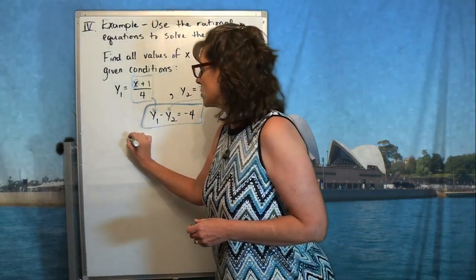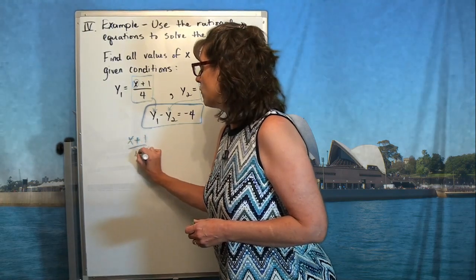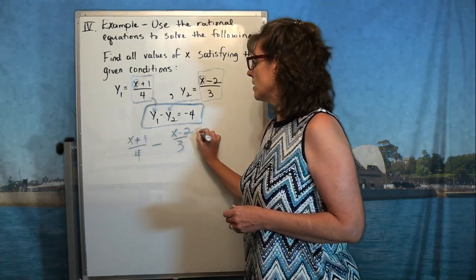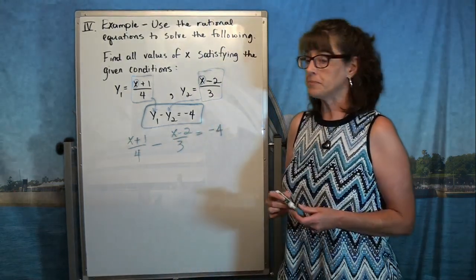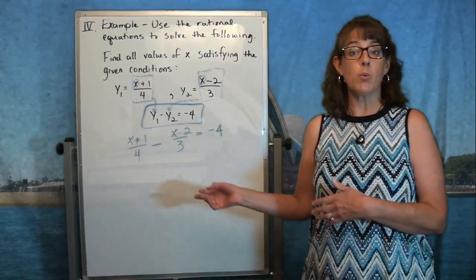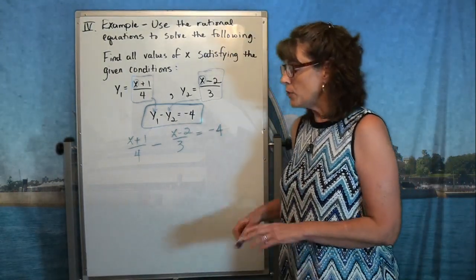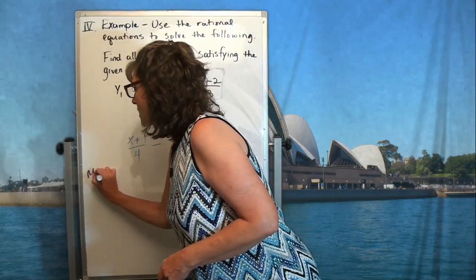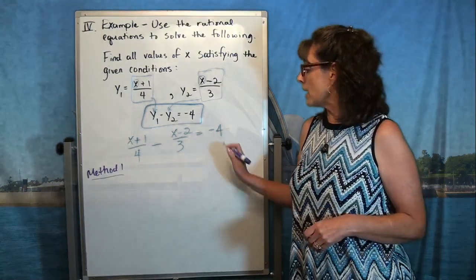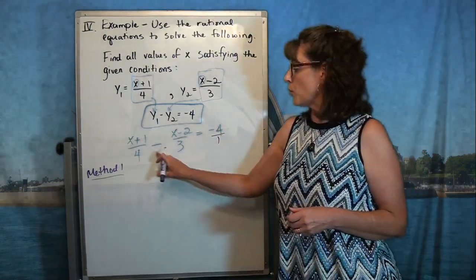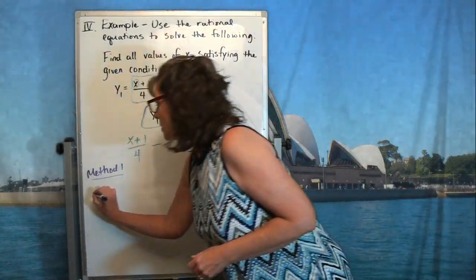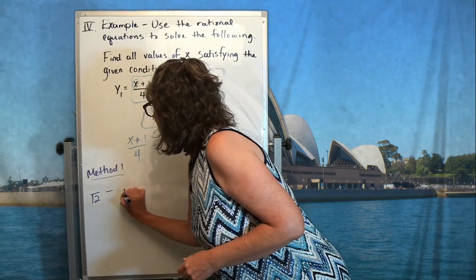Now when I do that substitution, I get (x plus 1) over 4 minus (x minus 2) over 3 equal to negative 4. This looks like the type of equations that we've been solving. And we can use method 1, we could use method 2. Now, if we do method 1, we're going to retain those fractions, and we're going to get that common denominator, and for the common denominator for all these, 4, 3, and 1, the smallest number they will all go into is a 12. So I'm going to convert everything to 12ths.